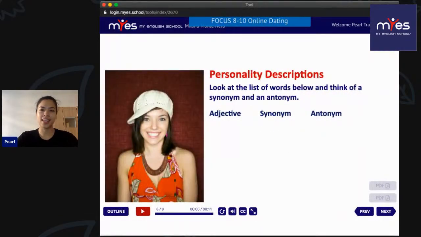Next, personality descriptions. Look at the list of words below and think of a synonym and an antonym. So I'm going to show you a word. For example, outgoing. What is a synonym of outgoing? So let's expand our vocabulary. What is a synonym of outgoing?